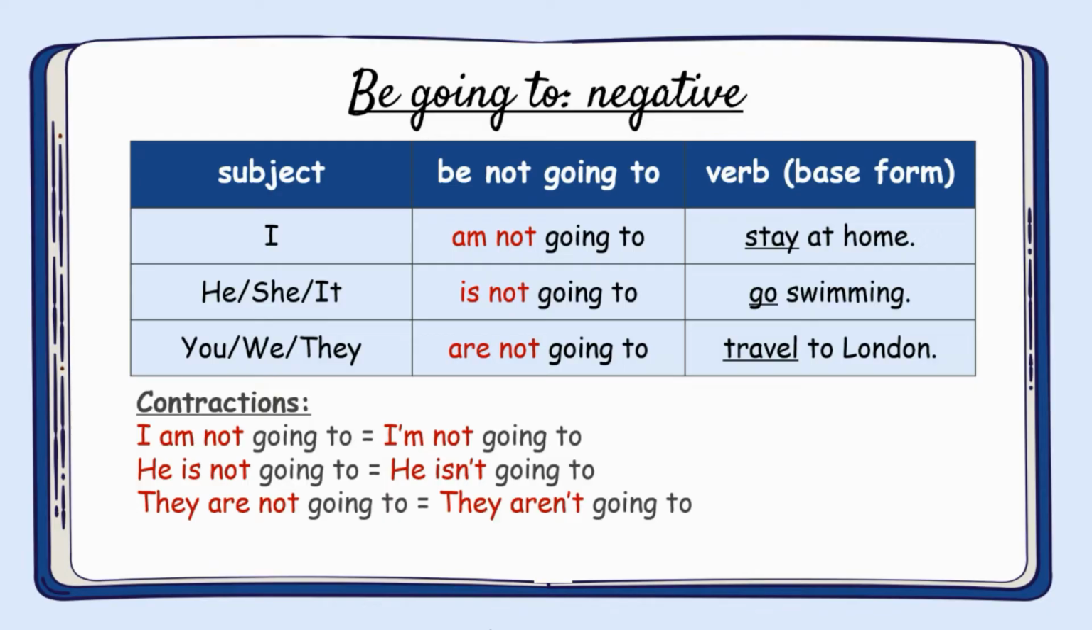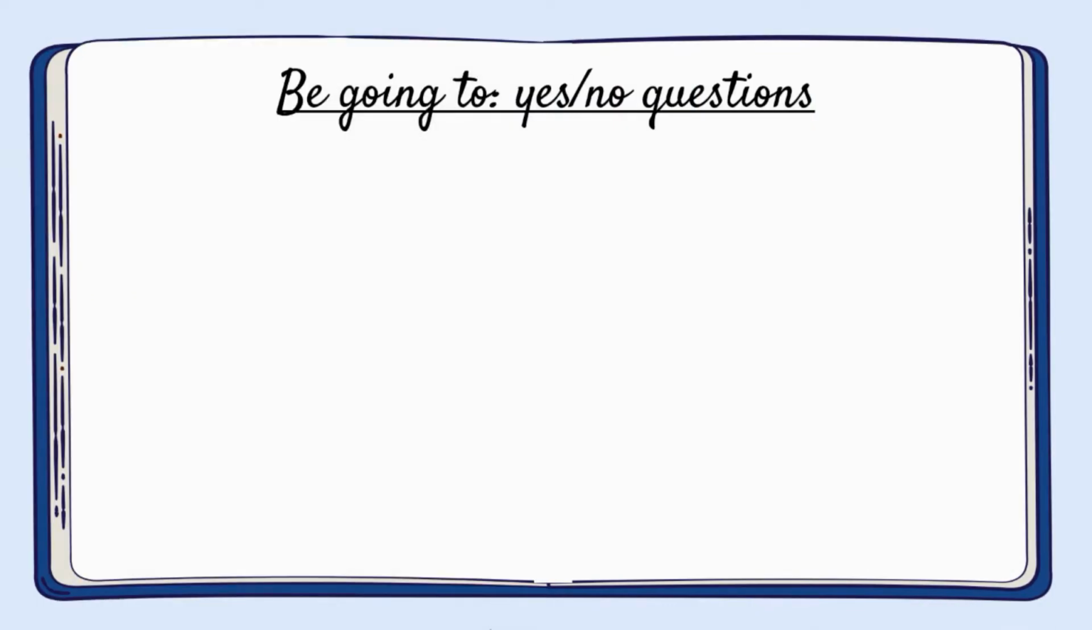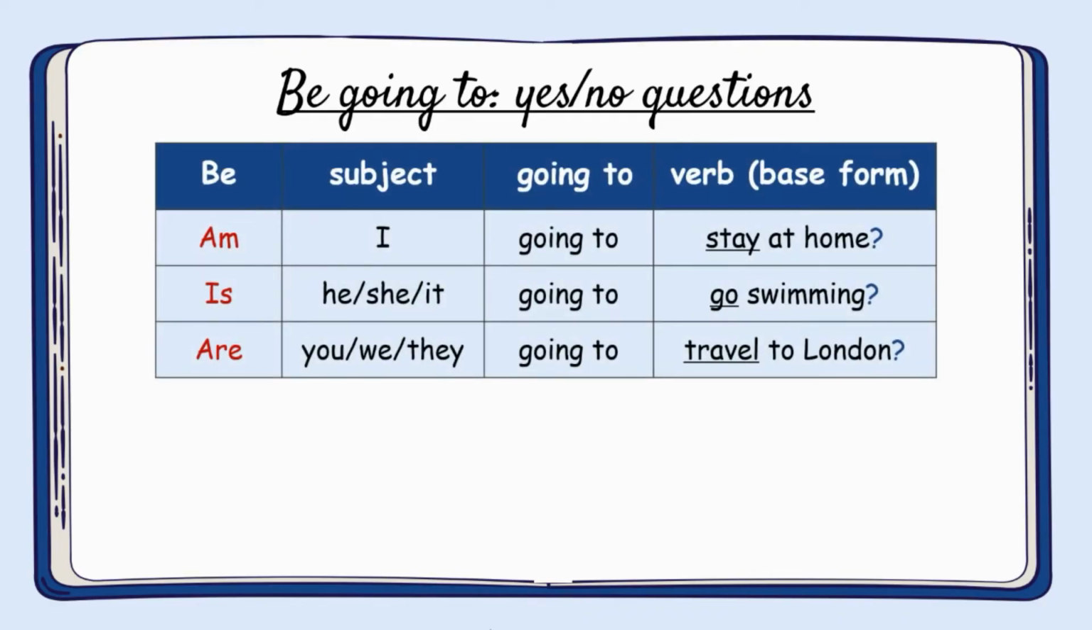Next, let's learn how to form yes/no questions using be going to. We begin with be, followed by subject, going to, and verb in the base form. For example, am I going to stay at home? Is he, she, it going to go swimming? Are you, we, they going to travel to London?